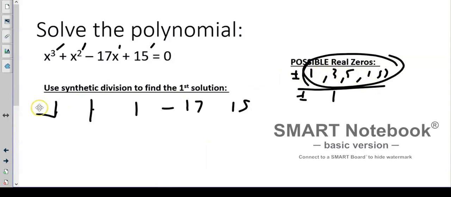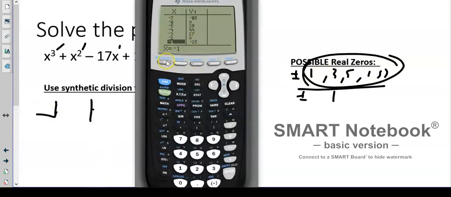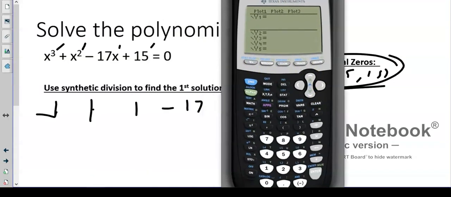Yes, you can try one, and if it doesn't work, try it again. But I'm fine with you saving yourself the energy and using the calculator to find the first one. It will just make your life easier. So x to the 3rd power plus x squared minus 17x plus 15. Go to the table.